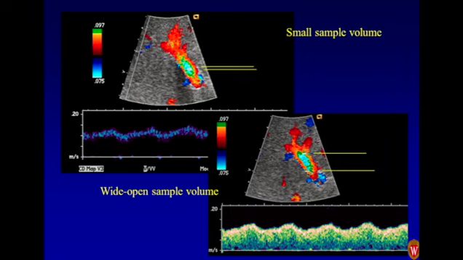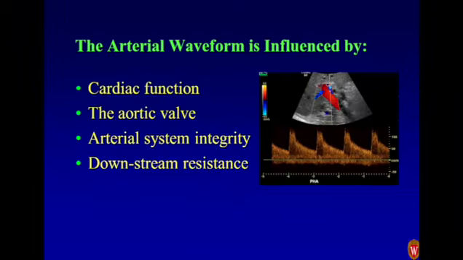Let's say you've got a hepatic artery in a pediatric liver transplant, that you're trying to find and you're having difficulty. That's when you want to open up your sample volume and sweep a wide area of the image to try and find that artery. But if you're going to try to characterize the flow within it, sample volume small.